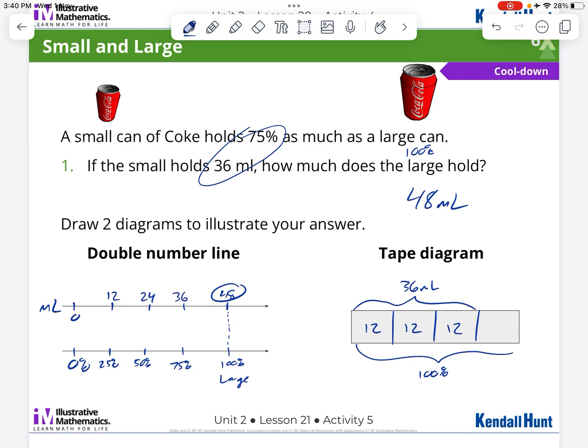12 milliliters, 12 milliliters, 12 milliliters. Well, if each of those individual boxes is 25%, that means my last box is also going to have 12 milliliters in it. So in total, how much do I have? Well, you would just take 12 times 4, because there's 4 boxes, and that gets you to the same answer of 48 milliliters.